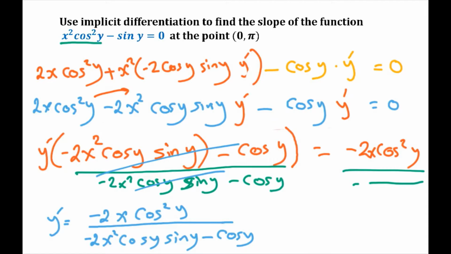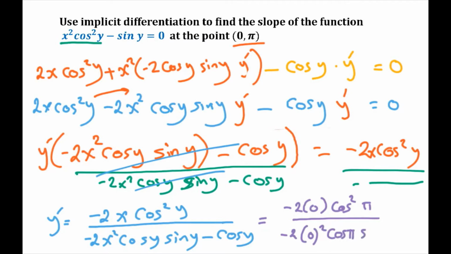Now I will substitute x by 0, so it will be negative 2 times 0 times cosine squared π over negative 2 times 0 squared cosine π sine π minus cosine π. When you put this in the calculator, the answer will be 0. So the slope of the function is basically y prime, which is equal to 0. That means the tangent is going to be a horizontal line.